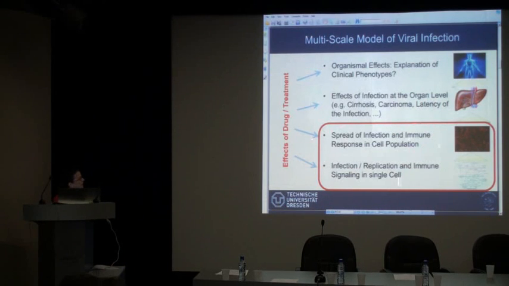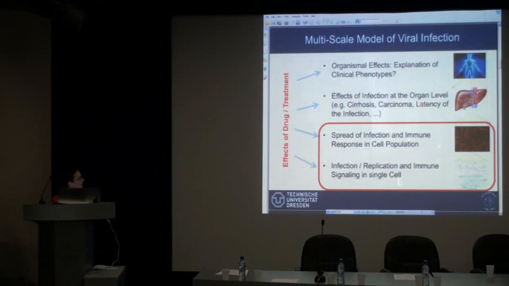Then obviously we have to take into account the spread of the infection. How many cells are infected? How do they infect each other? And what's the immune response in the cell population? Here in this red box, these are things which we are currently doing in our group.